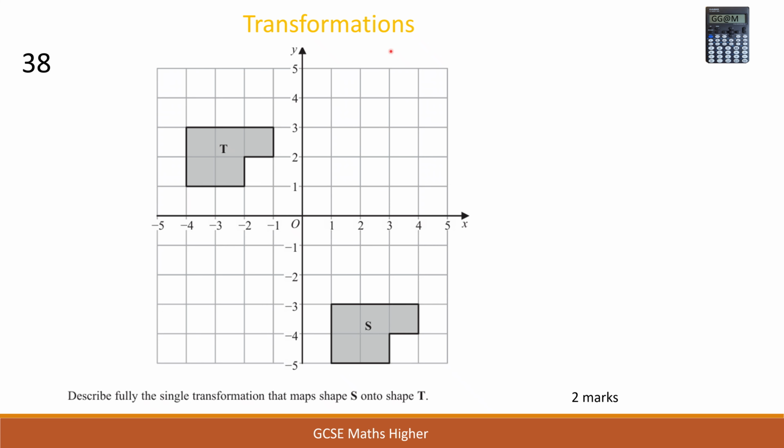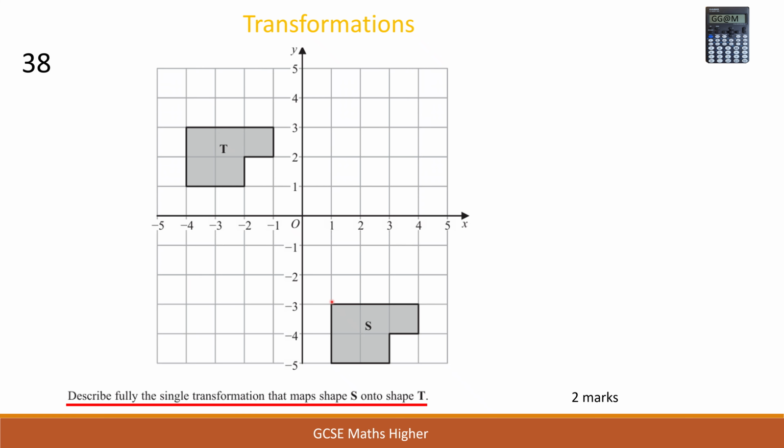Fantastic. Hopefully you managed to come up with an answer. So the key bits in this question are you've got to look at the single transformation to go from S to T. So how do you get from shape S to T? Now this shape is exactly the same orientation, which means it's not a rotation. It is not a reflection because it is exactly the same way round, and it's the same size, so it's not an enlargement, so it's a translation.